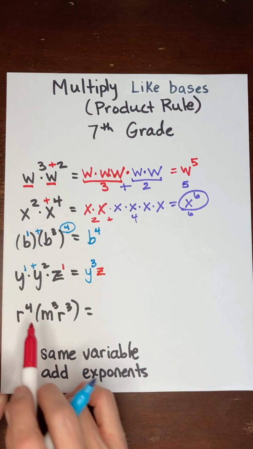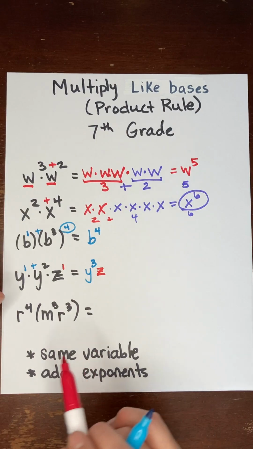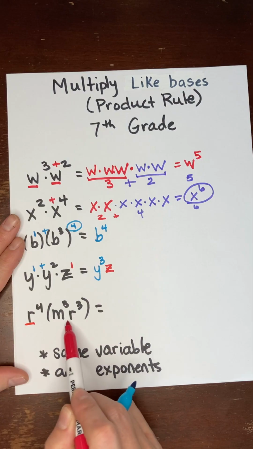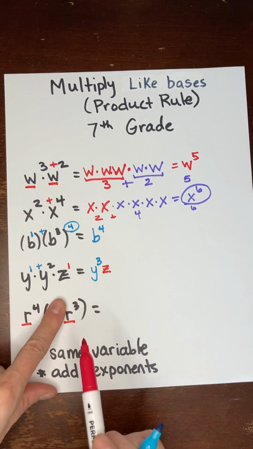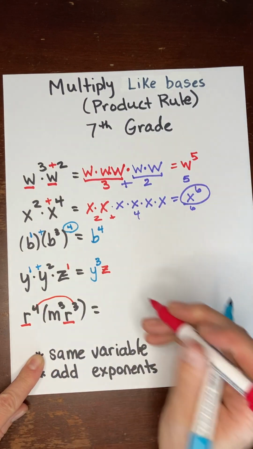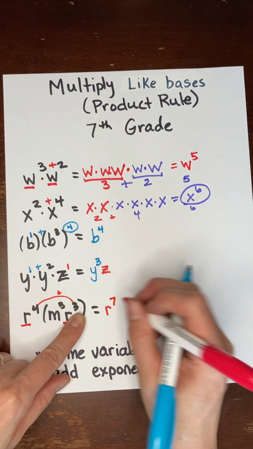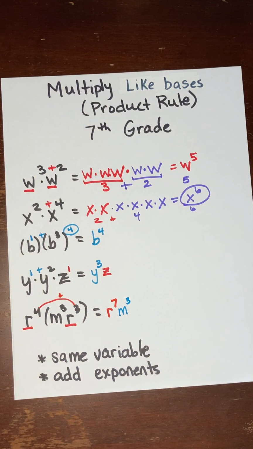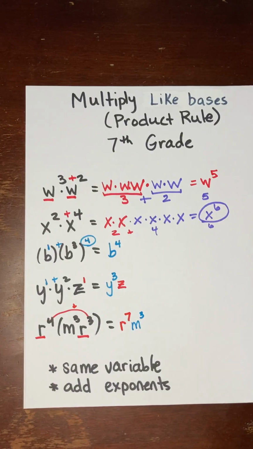The next one is r to the 4, m to the 3, and r to the 3, and these are all being multiplied together. Let's do our r's first. I've got r here and r here. Those are like bases, but the m is not a like base with r. It is separate, so we're going to cover that up for a second and do 4 plus 3. So r, 4 plus 3 is 7. Then I have m to the 3. Same variable, we want to add the exponents. That is our product rule.